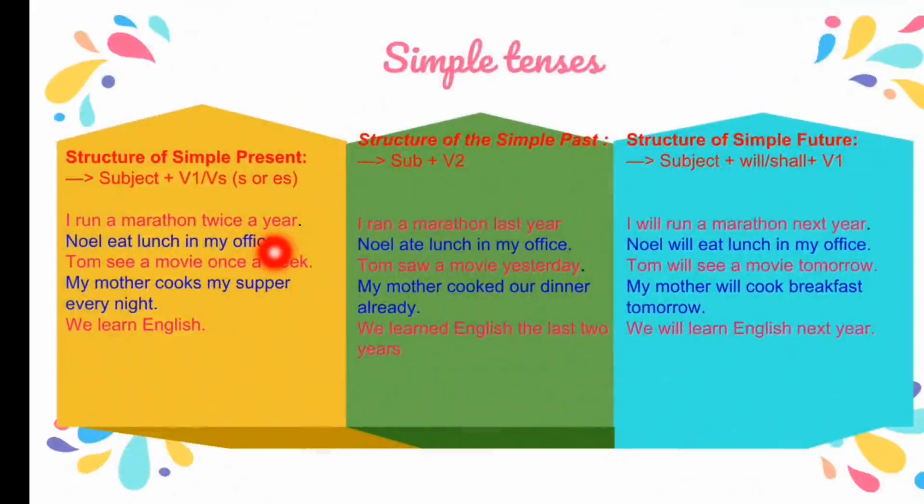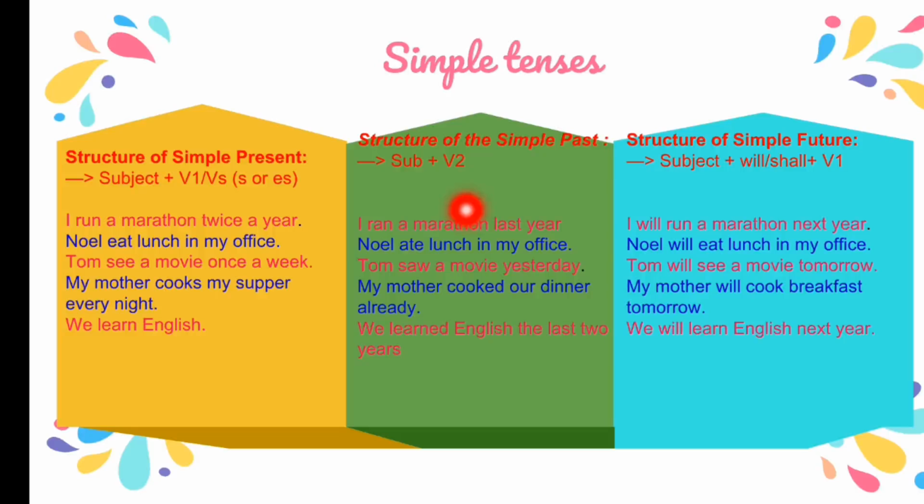Now let's take the simple tenses of all these present, past and future and let's analyze them. I know, dear children, you know the structure of simple present, that is subject plus V1 or Vs form. For the simple past, it is subject plus V2 form. And the third one is for the simple future, it is subject plus will or shall plus V1 form. There is no change in this rule. Subject plus will or shall plus V1 form. Here also there won't be any changes.